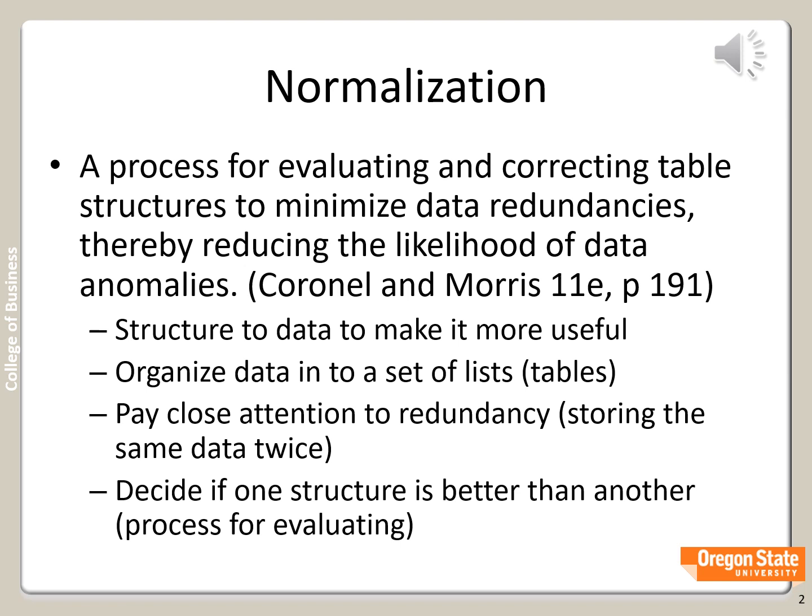Good data design organizes data into useful data structures that facilitate either operations or analysis, and we call this kind of process, this breaking up of data into useful lists, normalization. By definition, normalization is a process for evaluating and correcting table structures to minimize data redundancies, thereby reducing the likelihood of data anomalies. If we take that definition and break it down, we can see four important points.